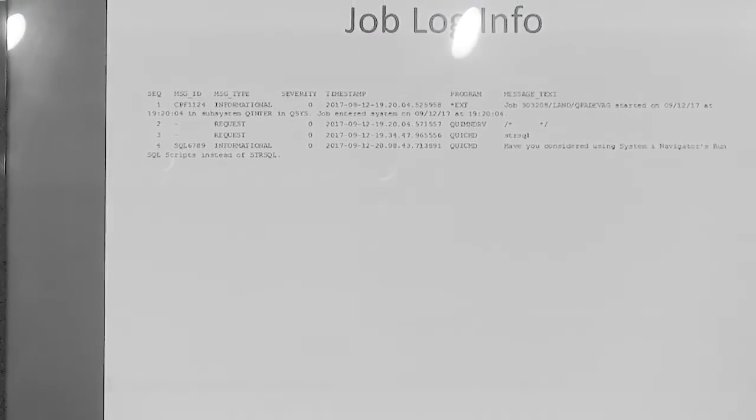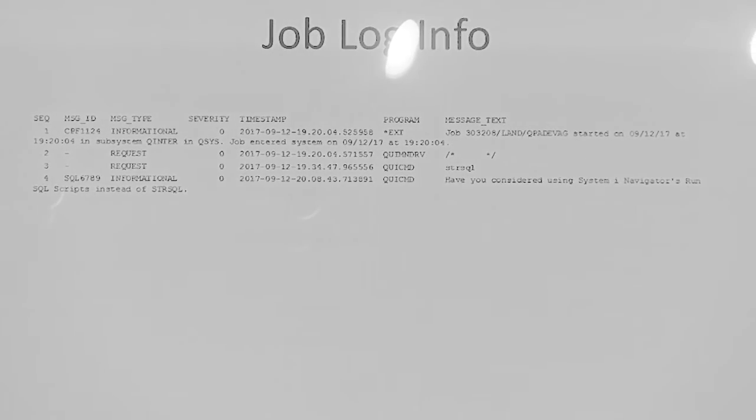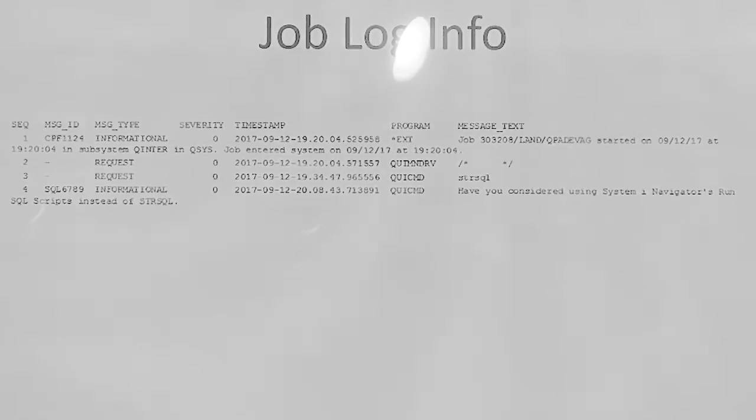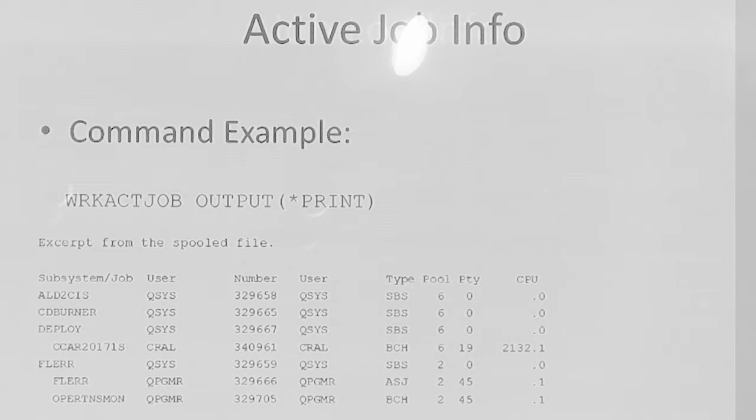Some applications would have limited use for these, but I'm beginning to use a lot of these views because I can limit what I look at on a long database. Active job information: I just picked a couple of these to show as examples. There's a number of these looking at jobs and other things, but you can do a work active job, output to print, and then you get something that looks like that when you look at the spool file.